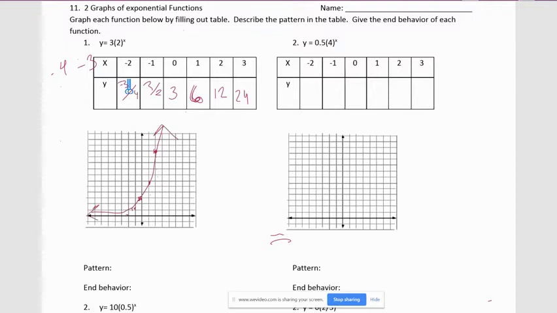So what's the pattern? I'm going to say the word start. And I am talking about right here. We start at 3, and we double every time.